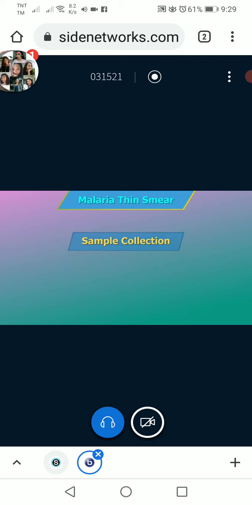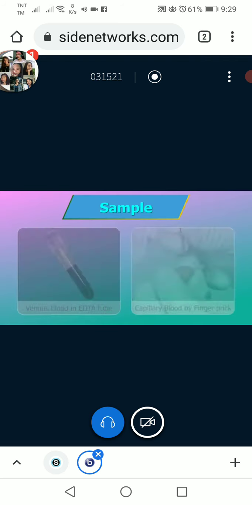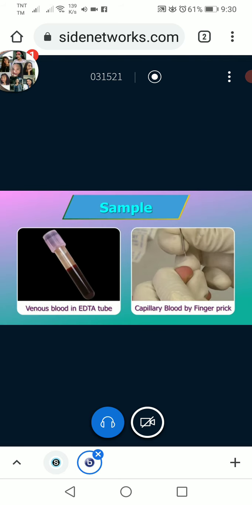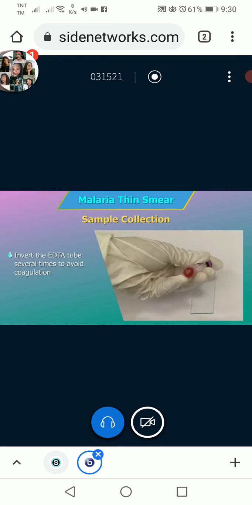Sample collection. Thin films can be made from whole or anticoagulated blood. EDTA whole blood venous sample or capillary blood. Thick and thin smears must be prepared immediately after the whole blood is drawn. If anticoagulants are used, the blood must be drawn in a lavender or pink top EDTA tube. Invert the EDTA tube several times to avoid the coagulation of blood. The tube of preserved blood must be received in the laboratory within 1 hour of collection for best results.